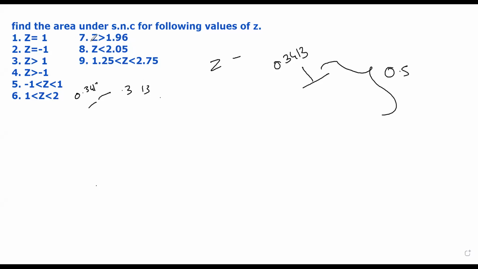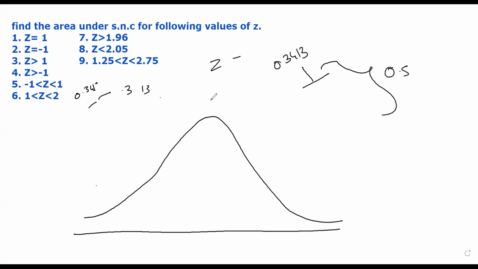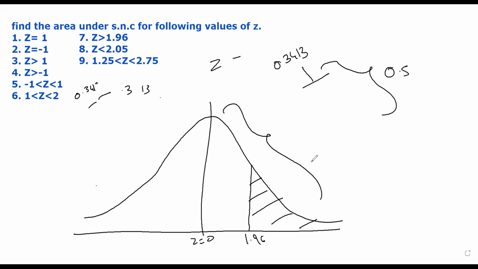Now the next is Z greater than 1.96. Suppose again this is my normal curve, symmetric over the axis Z equals 0, and I want the area greater than 1.96. Suppose this is Z equals 1.96. When I'm talking about greater, I should always talk about the area on the right hand side of the value. I want this area. This complete right area is 0.5. If I get this area, I can subtract it from 0.5 to get what I want.